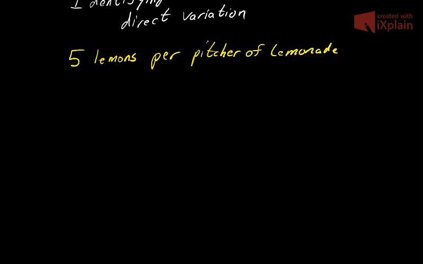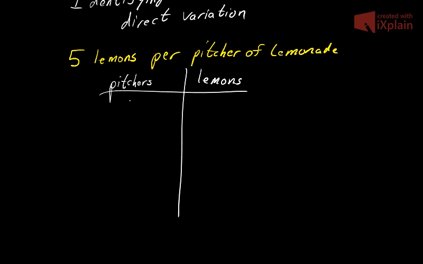And what I'm going to do is, if I want to figure out what this looks like on a graph, for example, I would want to make a table, and we're going to have pitchers and lemons. So if I have 1 pitcher, well, that means I need 5 lemons. 2 pitchers would need 10. 3 would need 15, and so on.